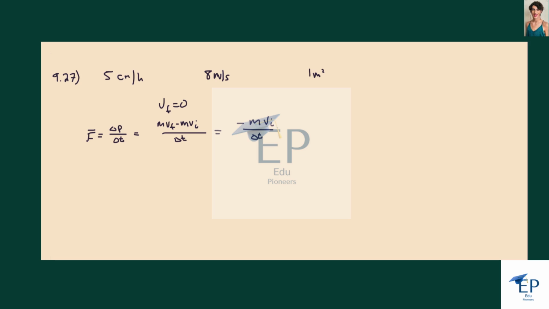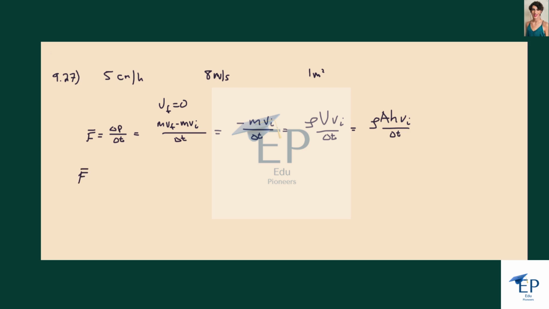Okay. So now what we can do is write the mass in terms of the volume and density. And this becomes the density times the volume times the initial speed over delta t. Well, we can also write the volume as the surface area times the height. So this becomes density times the surface area times the height of the water times the initial velocity, all over delta t. And now, at this point, we can start calculating this.